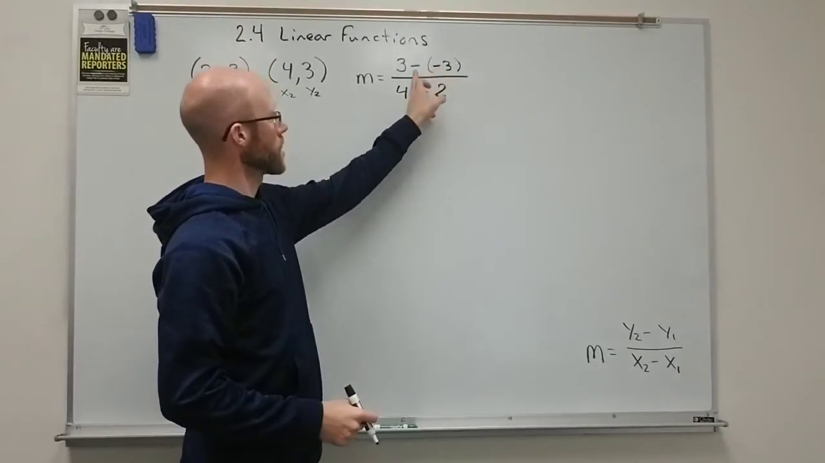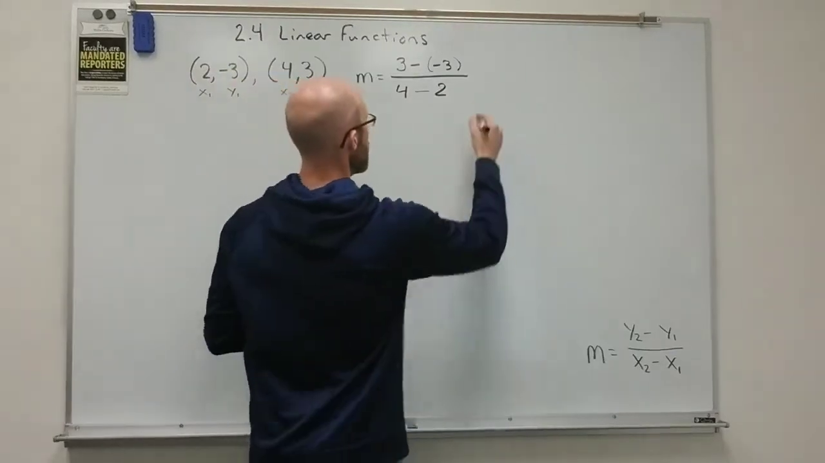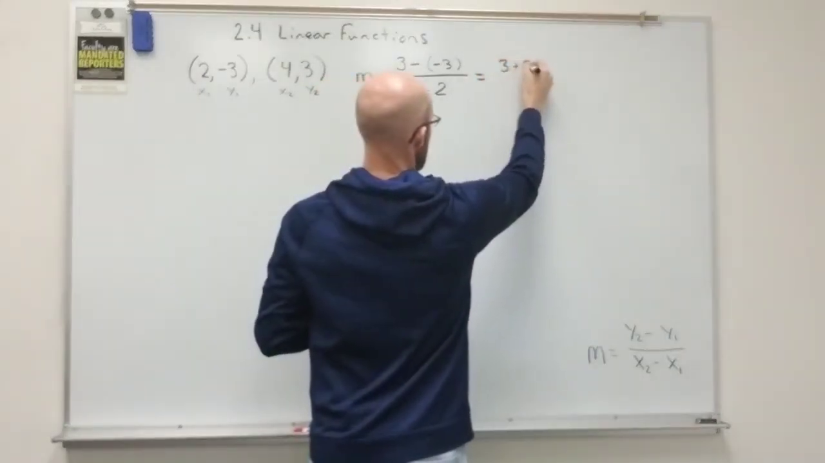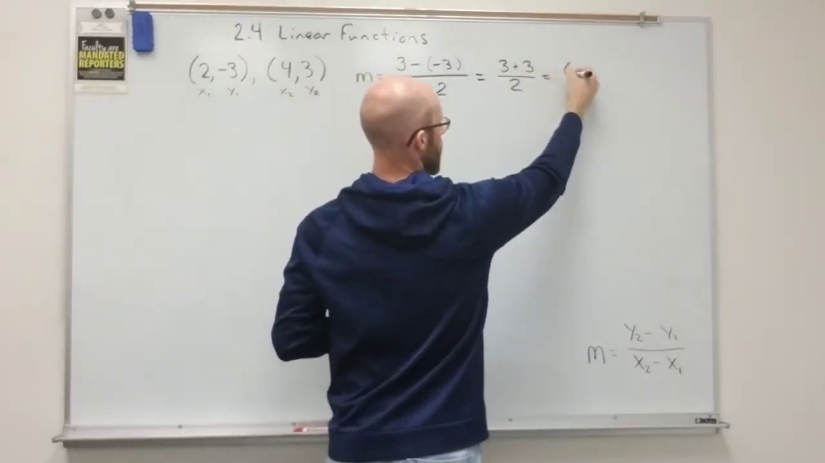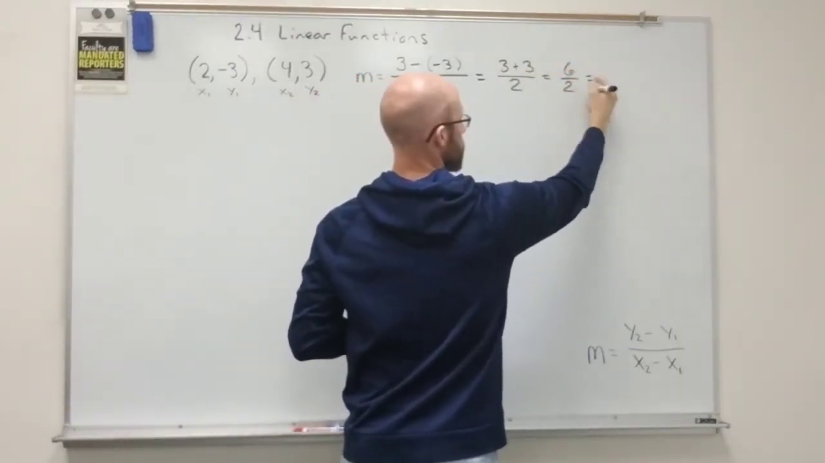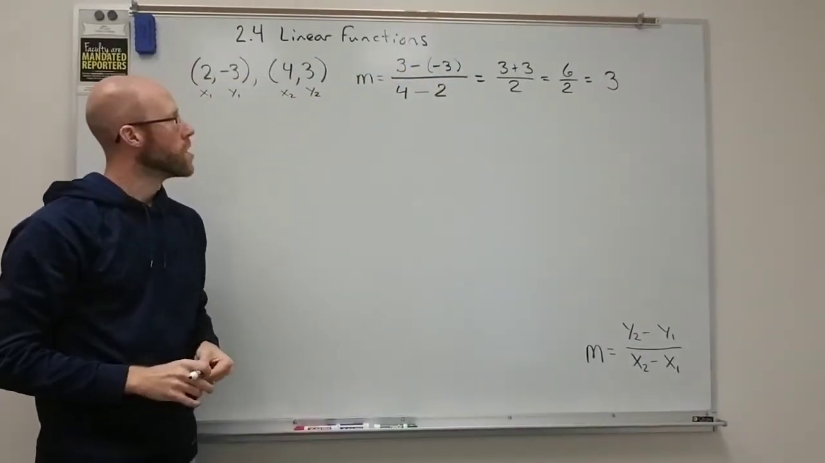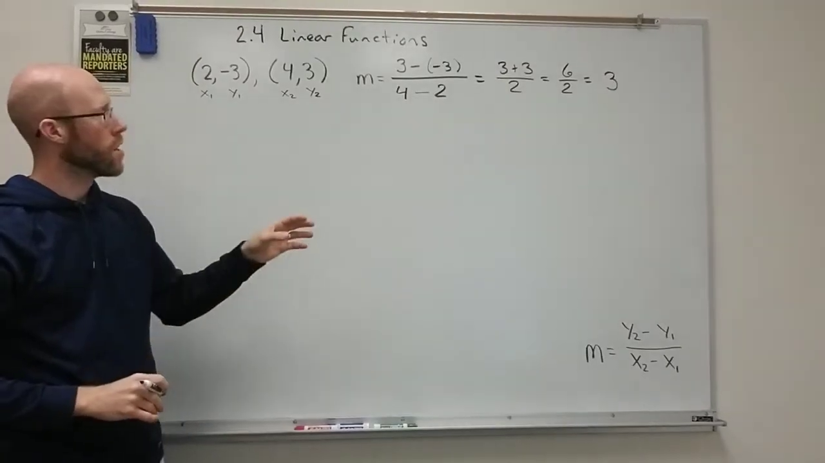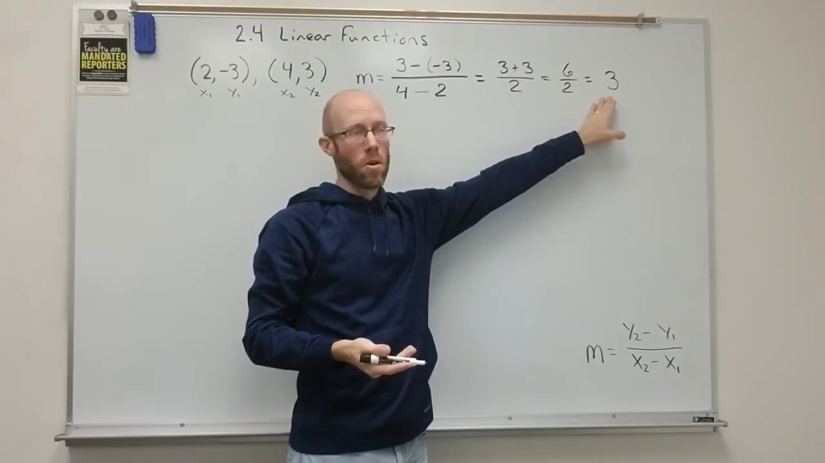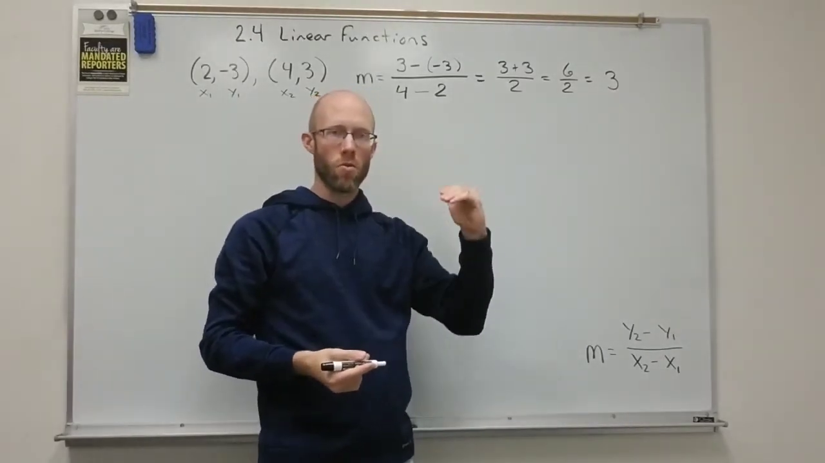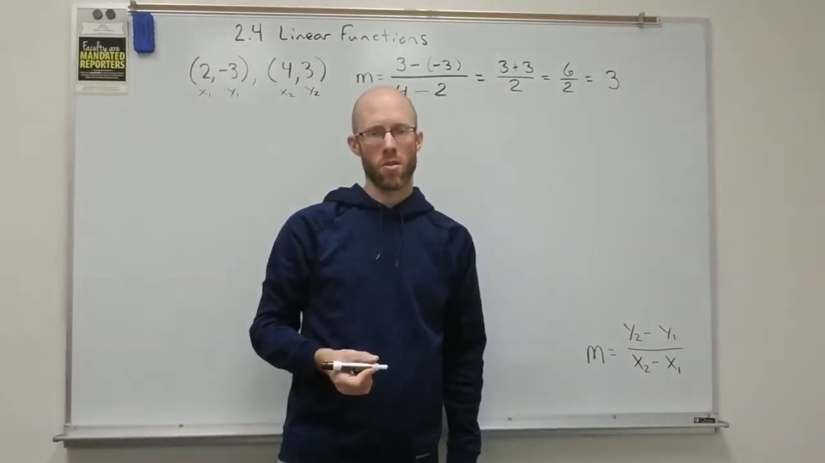So this double negative on top is really a plus, right? 3 minus negative 3 is the same as 3 plus 3. So that changes to 3 plus 3. On the bottom, 4 minus 2 is 2. Top will simplify. 6 over 2 is 3. So now with it simplified down to 3, that's of course a positive number. You could think of it as 3 over 1 to give you your slope, your rise to your run, your vertical change to your horizontal change.